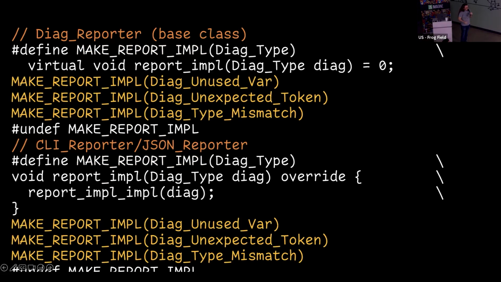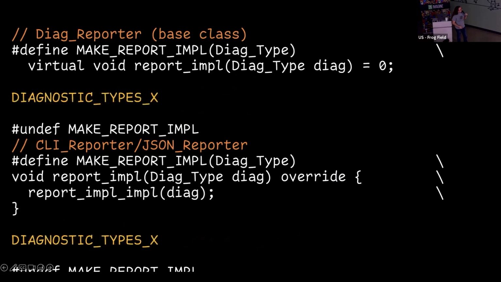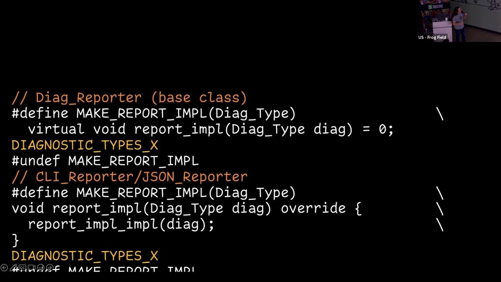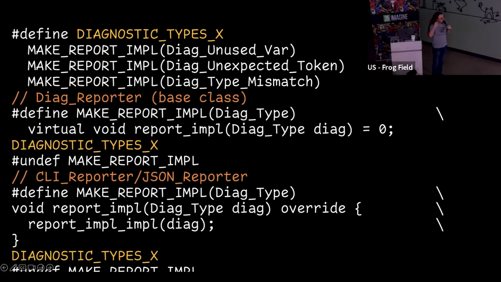And you notice there's some common code there. So let's deduplicate the common code by using a macro. We're going to call it DIAGNOSTIC_TYPES_X. And there's a definition. All it does is those 3 lines of calling MAKE_REPORT_IMPL 3 times. Now, this kind of hurts your brain for a little bit because when we make the macro, we don't have anything called MAKE_REPORT_IMPL. It's only after we define DIAGNOSTIC_TYPES_X, when you use it, that we have a thing called MAKE_REPORT_IMPL. And MAKE_REPORT_IMPL changes across the code.